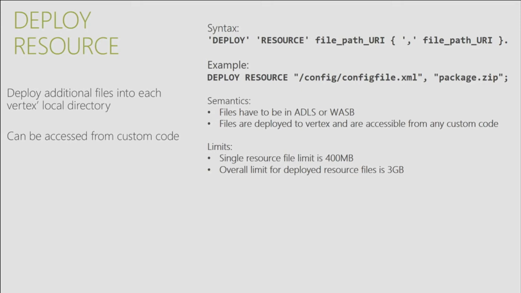So that's basically moved in there. There are some limits there. A single resource file can be at most 4 megabytes, and all the resources that will be deployed, code and resource files, is 3 gigabytes per node at this point in time. So how does that look then?